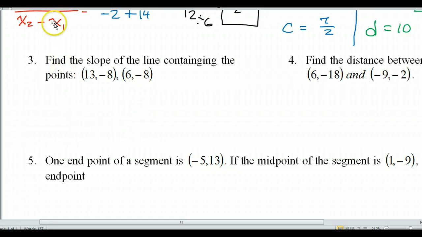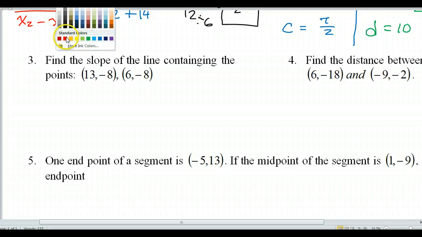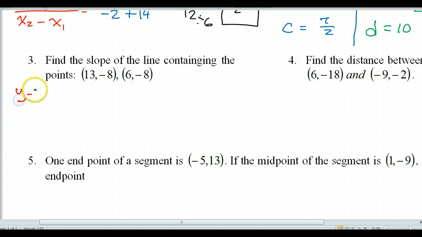Okay, so number 3. We're doing slope, so that's going to be y minus y over x minus x.